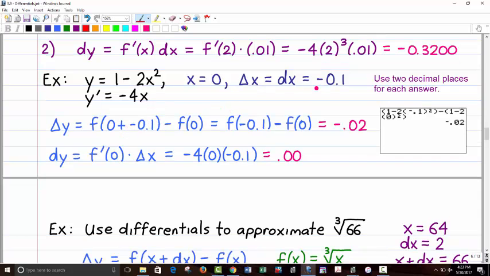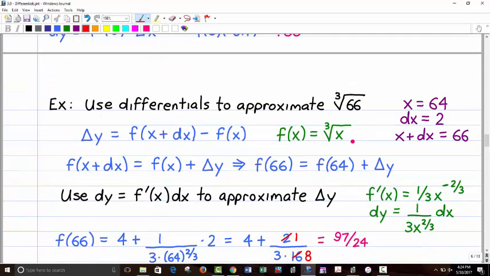So literally here, since it's negative 0.1, 0 plus negative 0.1 would be negative 0.1. So the delta y would be f of negative 0.1 minus f of 0, which I did right here and got negative 0.02. And then dy would be f prime of 0 times delta x. So it's negative 4 times 0. Well, it's game over right there, but negative 0.1, that is 0. I just used 2 decimal places. Well, that's okay. 0.00 is pretty close to negative 0.02. So that's probably a good result.